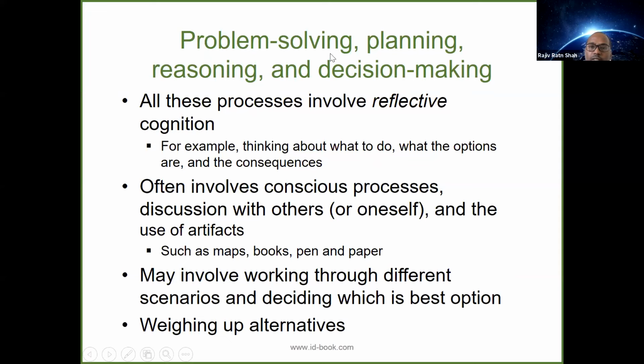So all these, the problem solving, planning, reasoning, and decision making, all these processes involve reflective cognition. For example, thinking about what to do, what the options are, and what the consequences would be. So it often involves some conscious process, discussion with others or oneself, and the use of some artifact such as maps, books, pen, and paper. That may also involve working through different scenarios and deciding which one is the best. And finally, weighing up different alternatives to decide which one to take.